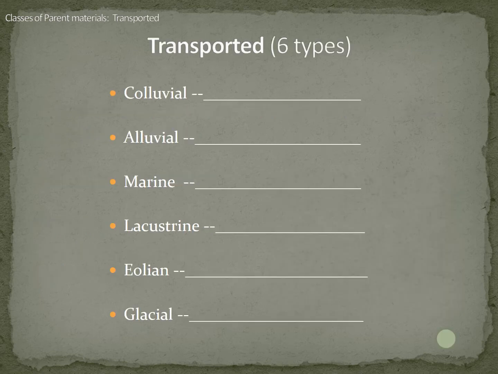Let's talk about the 6 types of transported parent material. This is the third type of parent material. The first was residual, the second was organic, and the third being transported. Now there are 6 different types of transported. First is colluvial. Colluvial parent material is any parent material that's moved by gravity, and we're going to go through some examples of this. Alluvial parent material is deposited by streams and rivers. So it's transported by streams or rivers, and we call that alluvial.